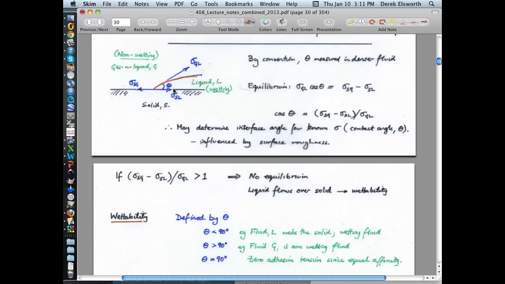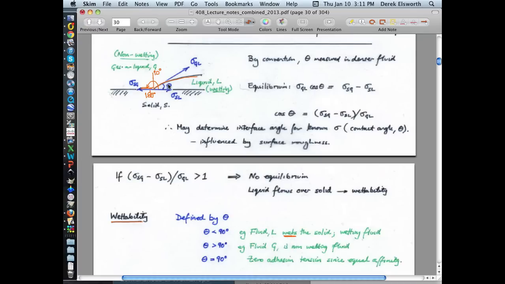You always measure this angle just by convention from the densest fluid. So it goes from the densest fluid, and the value here would be 0. This would be 90 degrees, and this would be 180, obviously. And in terms of the definition here, if the angle is less than 90 degrees, then this fluid is said to wet the solid. And so wetting the solid means that it can try and move relatively easily across it.